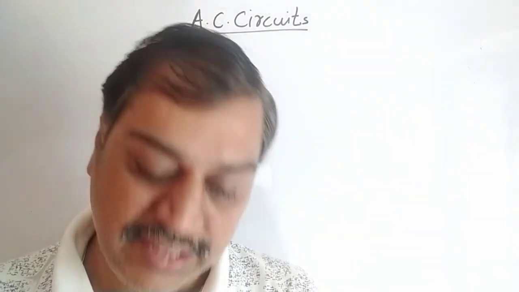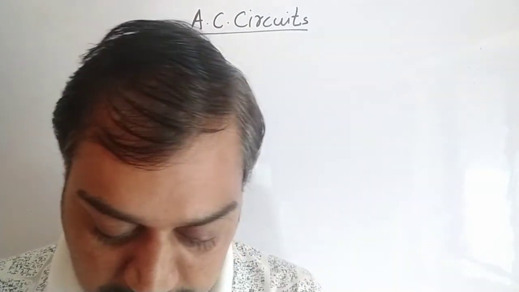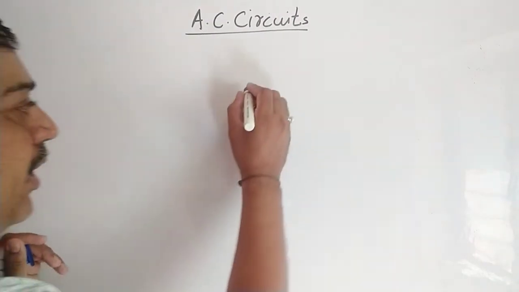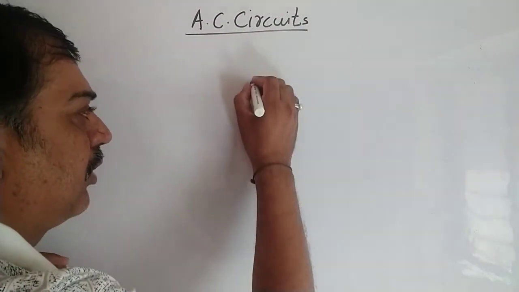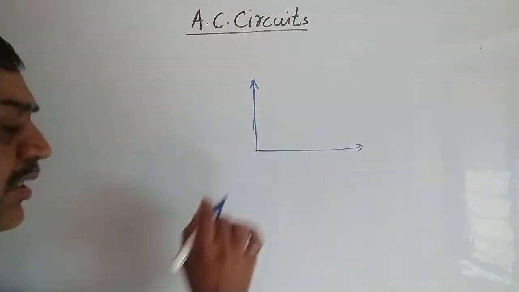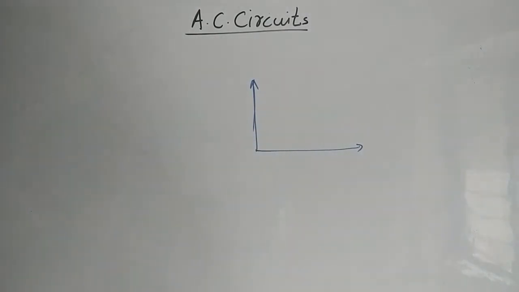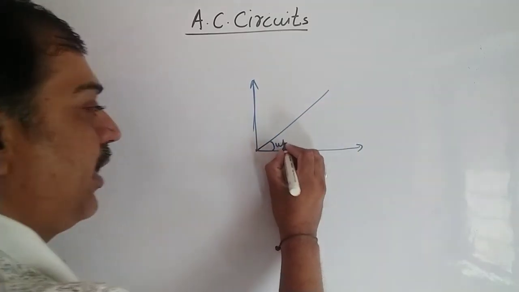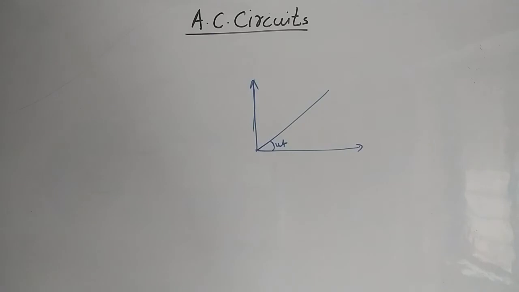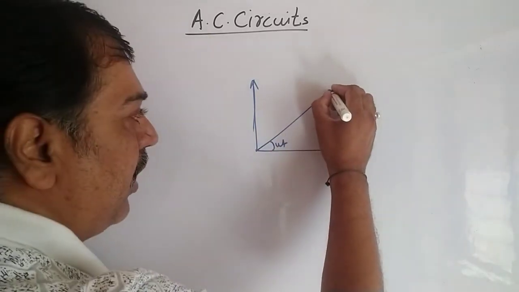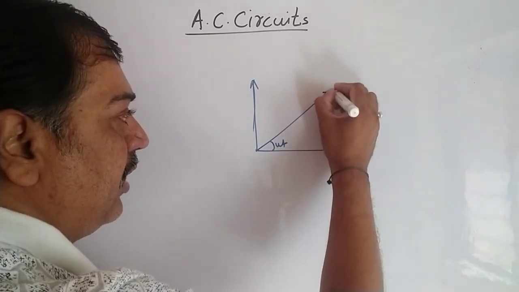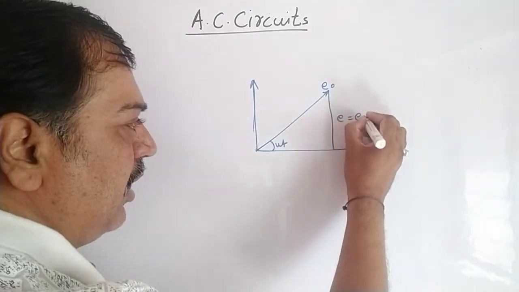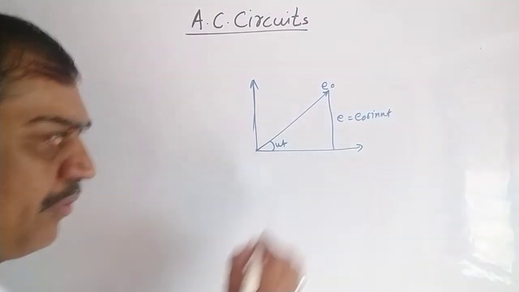Apart from this, we have to draw the phasor diagram of the same. In your book, figure 13.5 gives the phasor diagram. I will draw it here. The phasor diagram for AC applied to a resistor is drawn like this. They have taken this as the middle line, and this angle is omega t. Here they have taken E0, which is moving here, and this value becomes E equal to E0 sine of omega t.